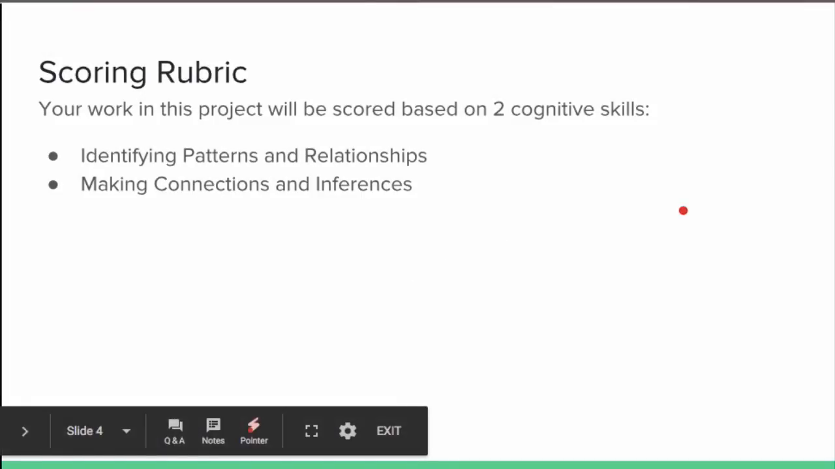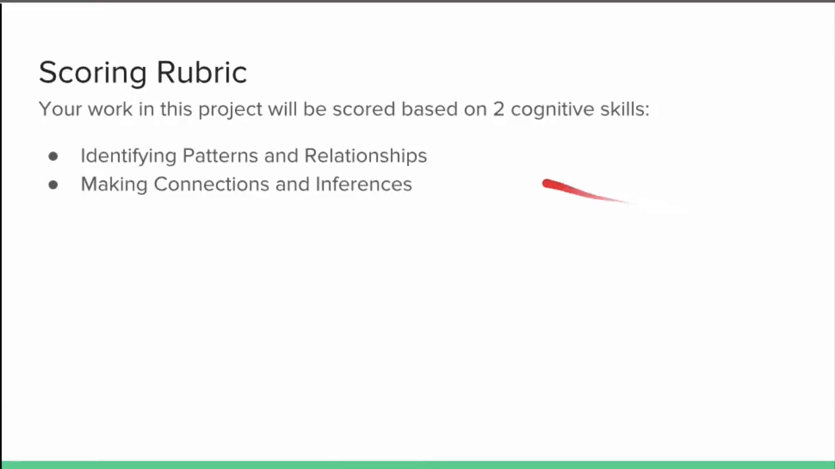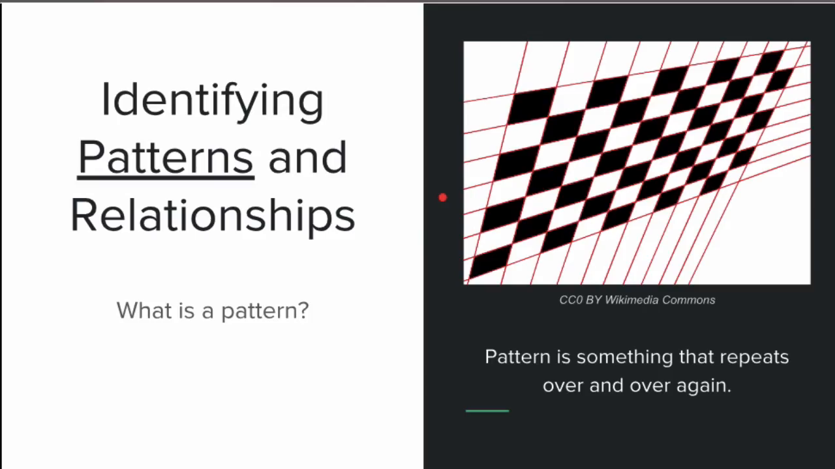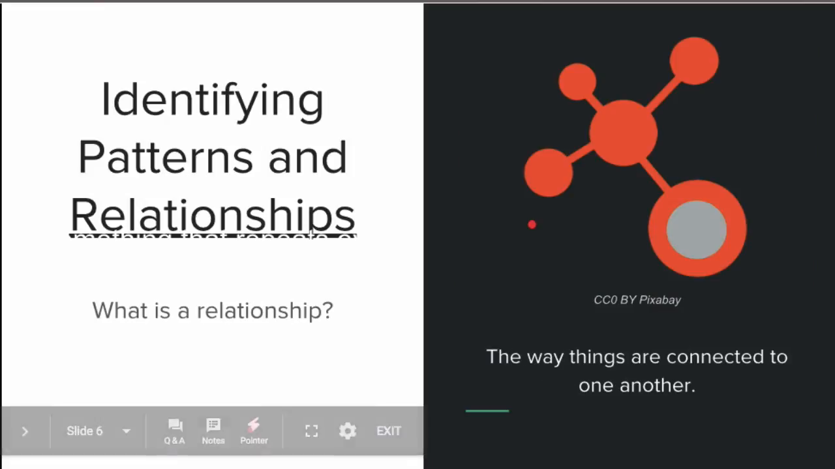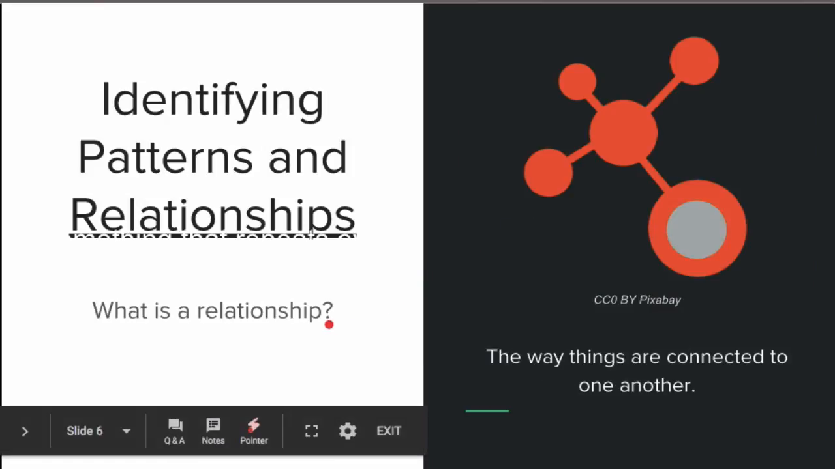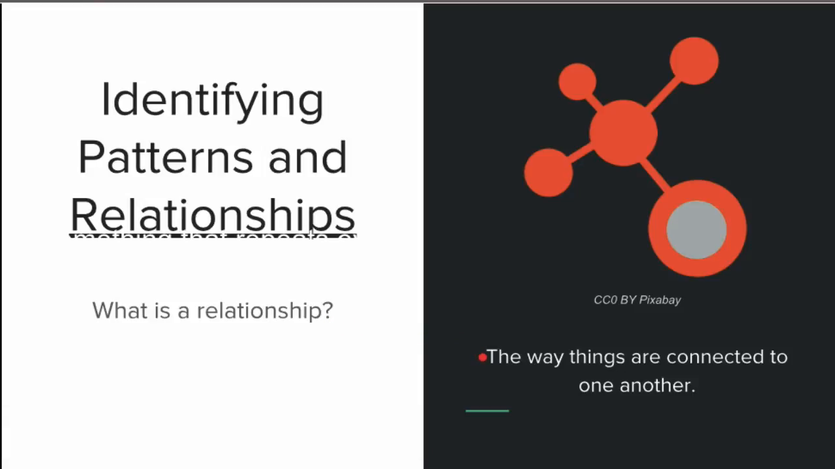In this project, your work will be scored based on 2 cognitive skills: identifying patterns and relationships, and making connections and inferences. So what is a pattern? A pattern is something that repeats itself over and over again, like the lines and squares in this drawing. And what is a relationship then? Well, a relationship is the way that things are connected to each other.